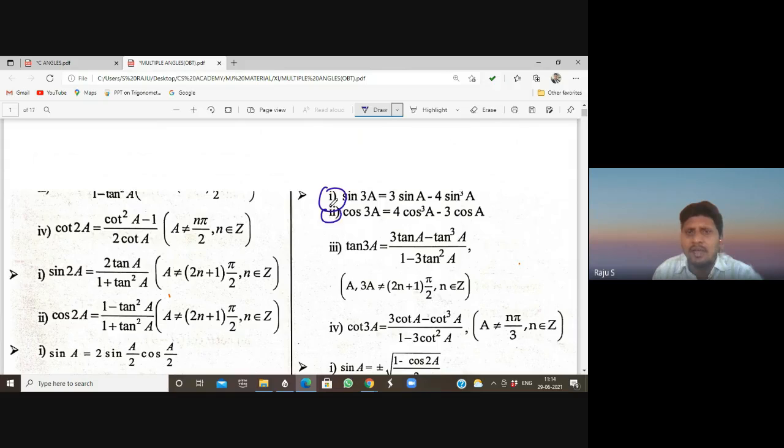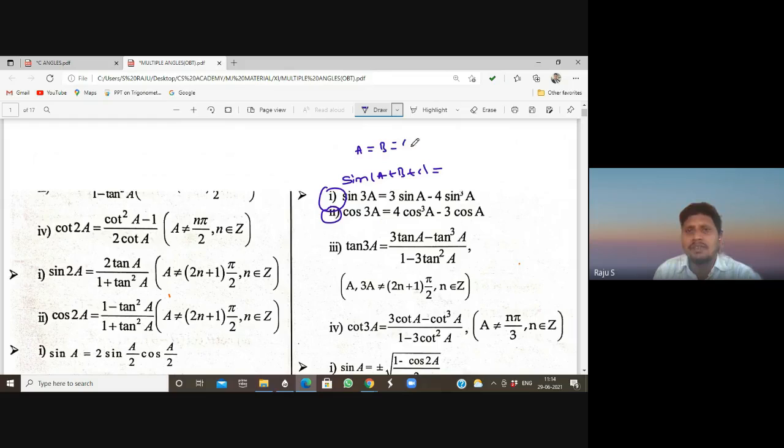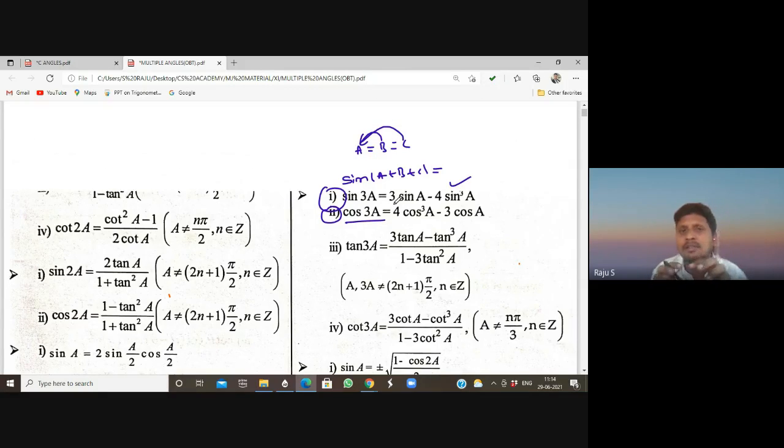Sin 3a formula I have written, cos 3a. So how can you find the sin 3a value? You can take the sin a plus b plus c formula. Sir, what is it? a is equal to b is equal to c, sir. Yeah, a is equal to b is equal to c. In place of b, substitute a. In place of c, substitute a. Directly you will get this formula. In the same way, cos 3a. So almost all the multiple angles depend on the compound angles.